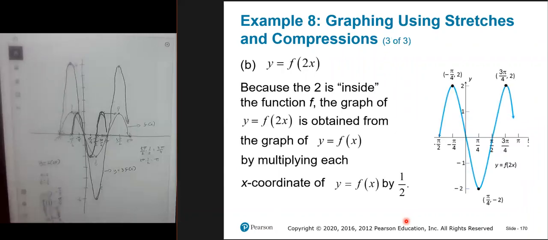All right. Now, the 2 is inside the function. So we're changing the x before we apply the parent function. So that means I'm multiplying by the reciprocal of a. A is 2, the reciprocal is 1/2. So we're multiplying each x coordinate by 1/2. So now all the points get shifted towards the y-axis.